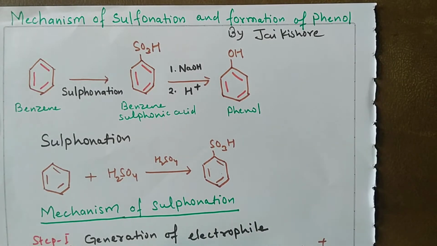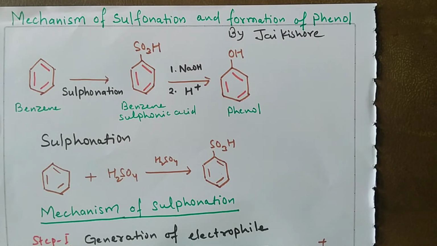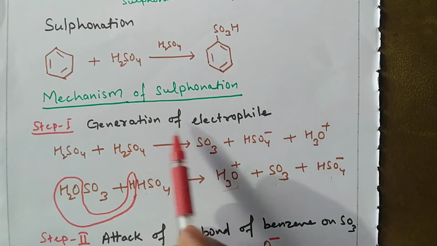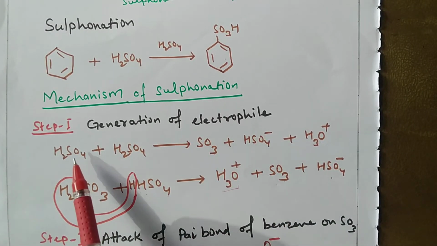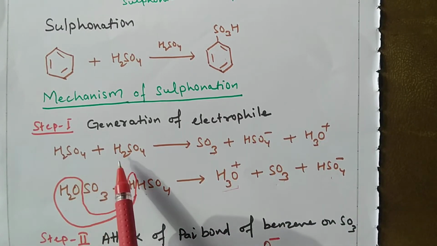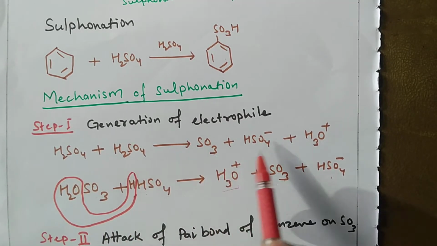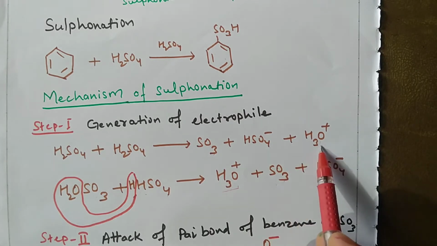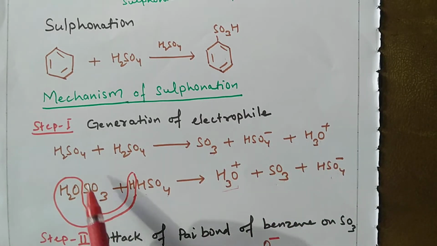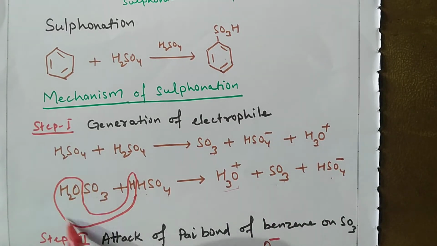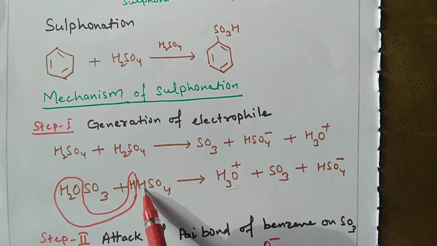Now let us discuss the mechanism behind sulfonation. So this sulfonation occurs in 4 steps. Now step 1, generation of electrophile. Here in this step, two molecules of sulfuric acid react with each other to form SO3, HSO4 minus and H3O plus. So here we can write H2SO4 in this fashion: H2O, SO3 and HHSO4.